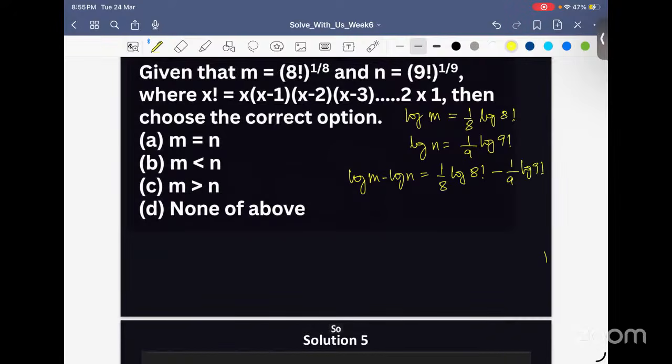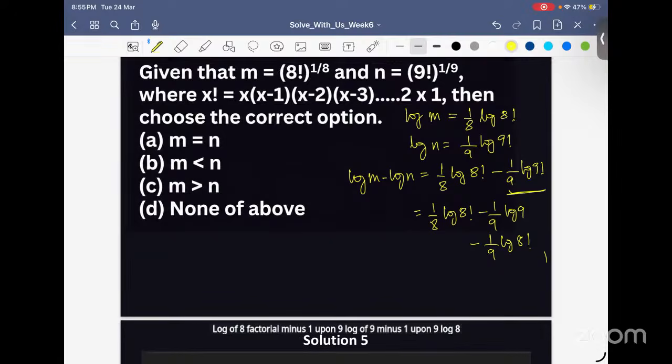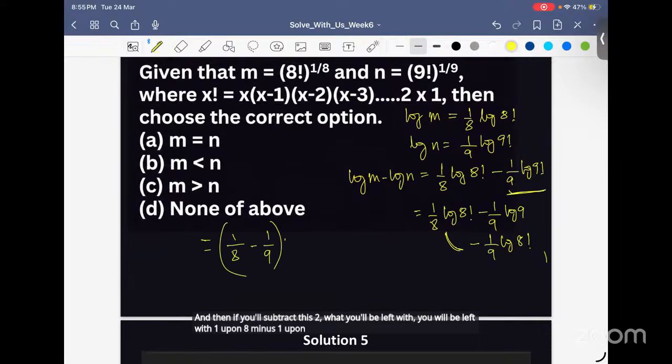First we split this, right? So we were left with 1 upon 8 log of 8 factorial minus 1 upon 9 log of 9 minus 1 upon 9 log of 8 factorial, correct? And then if you subtract these two, you will be left with 1 upon 8 minus 1 upon 9 times log of 8 factorial, minus 1 upon 9 log of 9. Is this clear to everyone? This was just a calculation. Yes, sir.